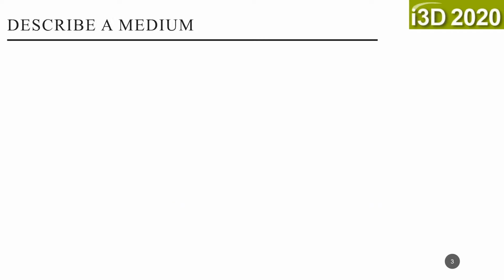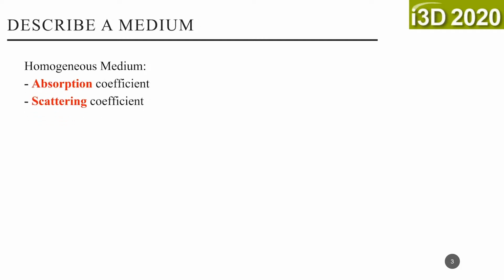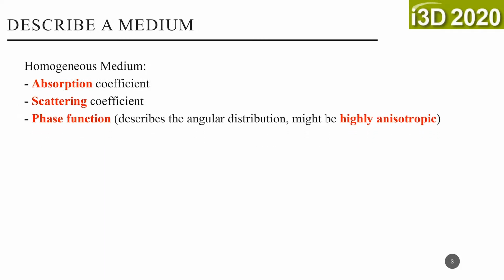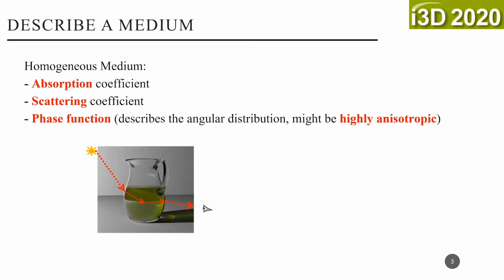In our paper, we only consider homogeneous medium, which means each position in the volume has the same properties, and we use absorption coefficient, scattering coefficient, and the phase function to describe a medium. In the left image, the single scattering contributes the most, so we call it low-order scattering dominant.